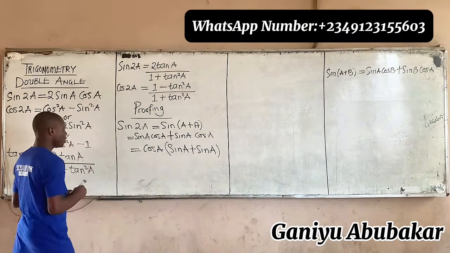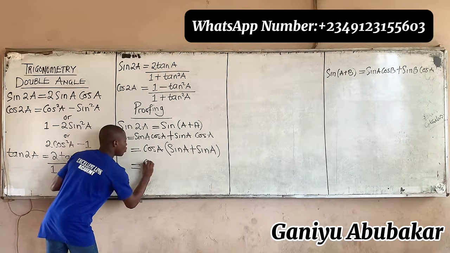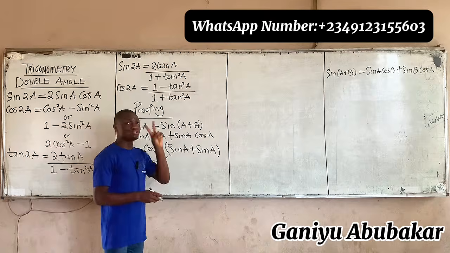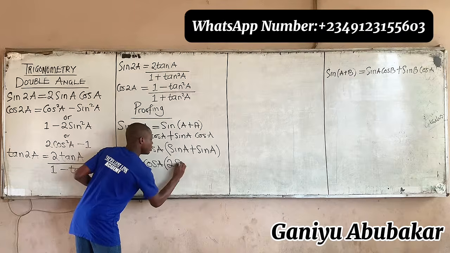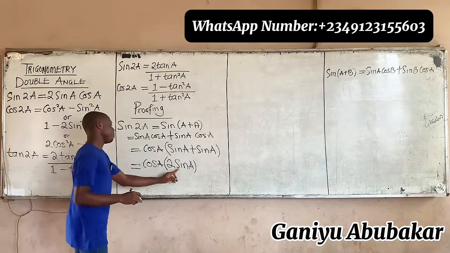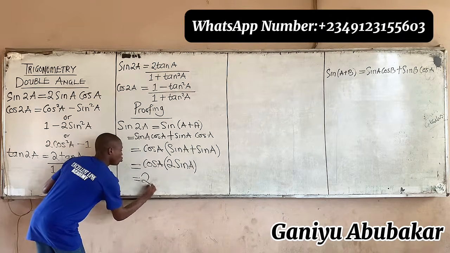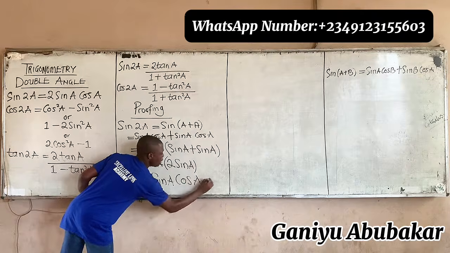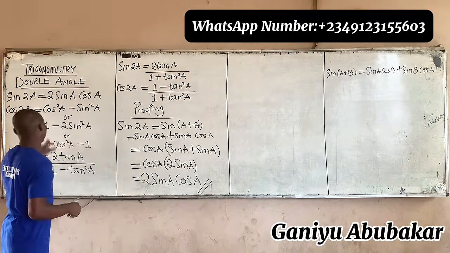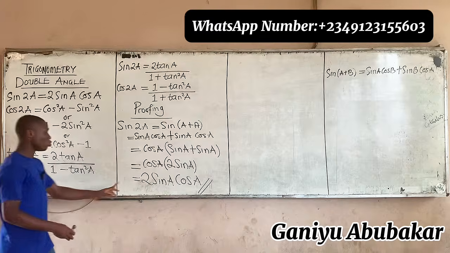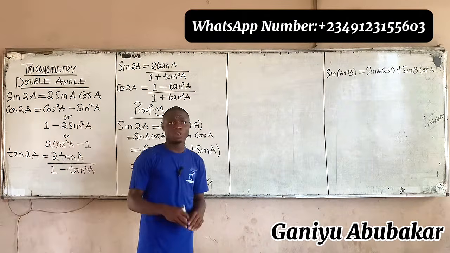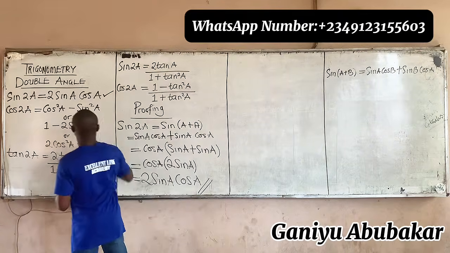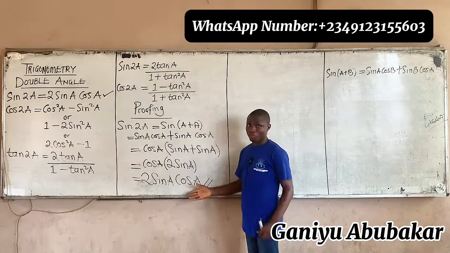From here, this can be written as cos A into, observe that sine A plus sine A will give 2 sine A. That becomes 2 sine A. Multiply the two of them, next up, cos A. This becomes how we got sine 2A as being equal to 2 sine A cos A. So this becomes your first proof to that one here. So we have proved this one as being correct, as you can see in front of you.